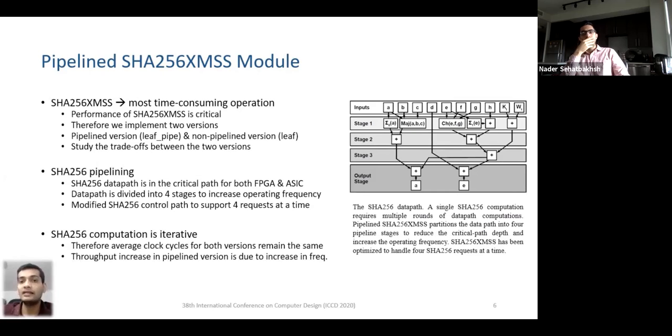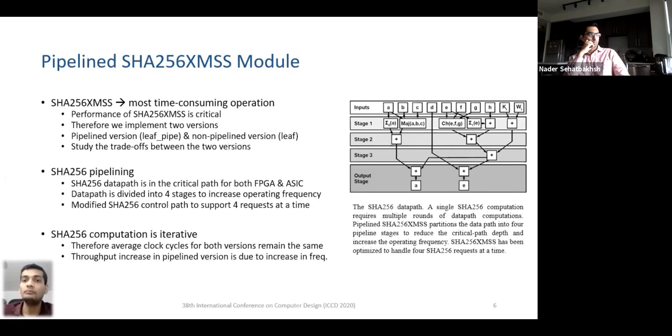The SHA data path is in the critical path for both the FPGA and ASIC implementations. To reduce the critical path delay, we pipelined the data path in four stages as shown in the figure. Since the SHA computation is iterative, both versions require the same number of clock cycles, and the throughput increase in Leaf Pipe is due to the increased operating frequency.